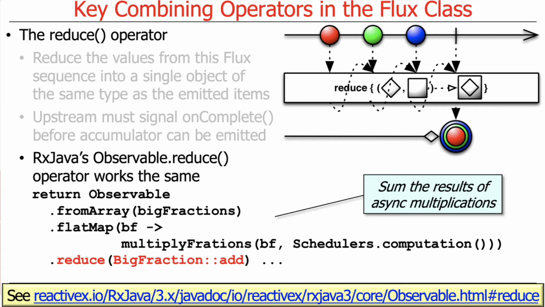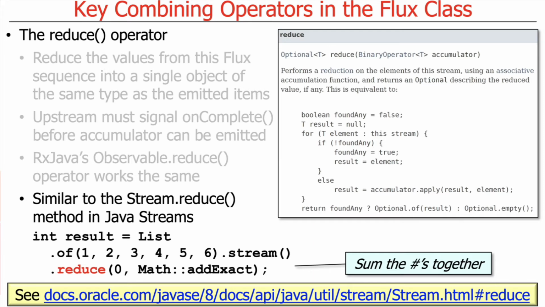RxJava has a reduce operator that works identically. And these are similar to the Streams reduce operator, but the Streams reduce method doesn't return some async type. It returns typically a primitive or something like a Long with a capital L. So you can see here that we have a list of numbers that we turn into a stream, we reduce them, and we add them all together, and that gives us a result that comes back as an int.